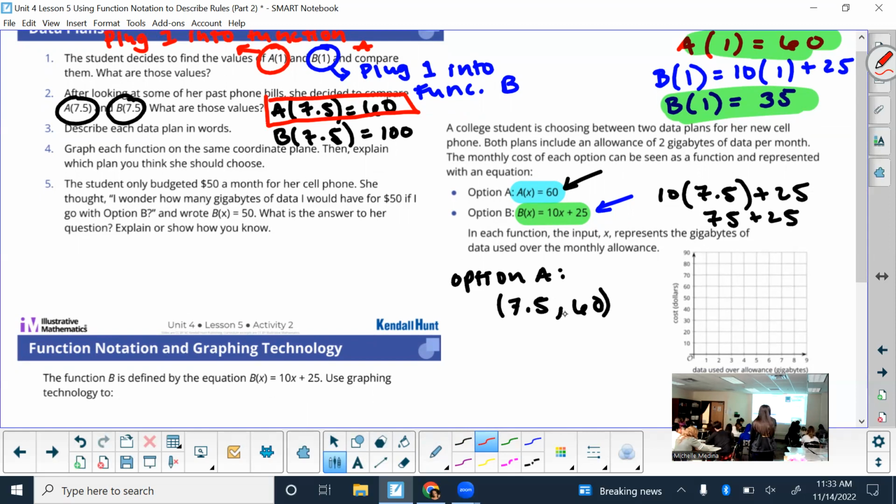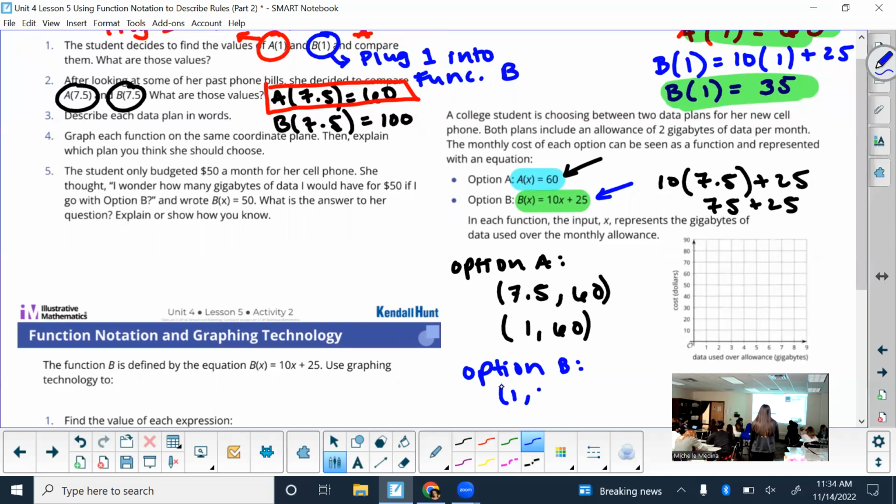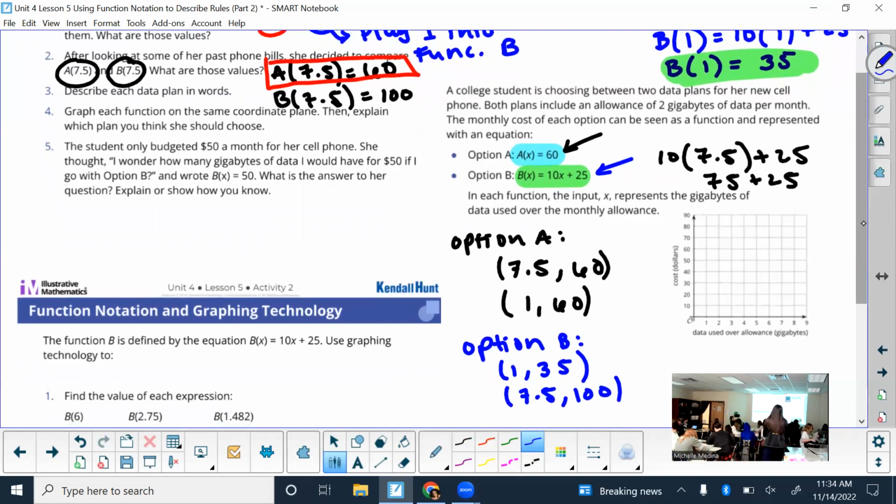What's another point that we know for sure is on option A? 1 and 60. What about for option B? What points do we know are there for option B? 1 and 35, and then what's the other one? All right, good. Tomorrow we'll go over how to find other points to put on here. But then we're gonna graph it and finish the lesson on Wednesday, since tomorrow is your benchmark.